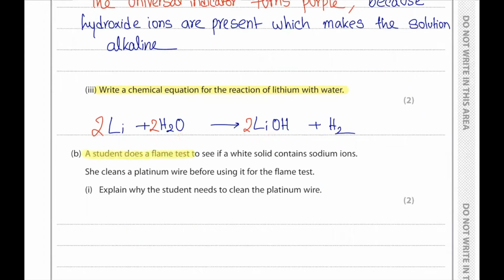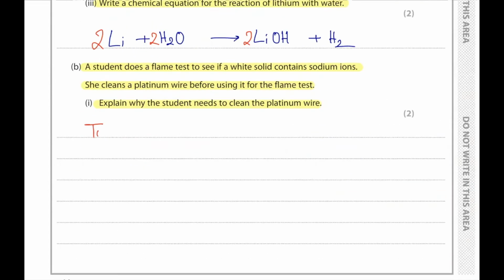A student does a flame test to see if a white solid contains sodium ions. She cleans a platinum wire before using it for the flame test. Explain why the student needs to clean the platinum wire. So basically, if there are any surface impurities or contaminants, it will interfere with the color of the flame. So that's why the student needs to clean it.